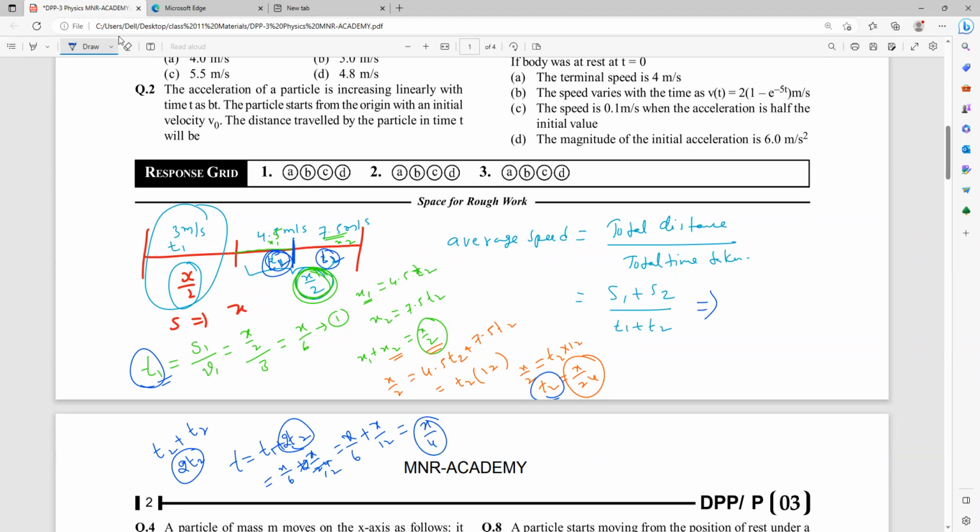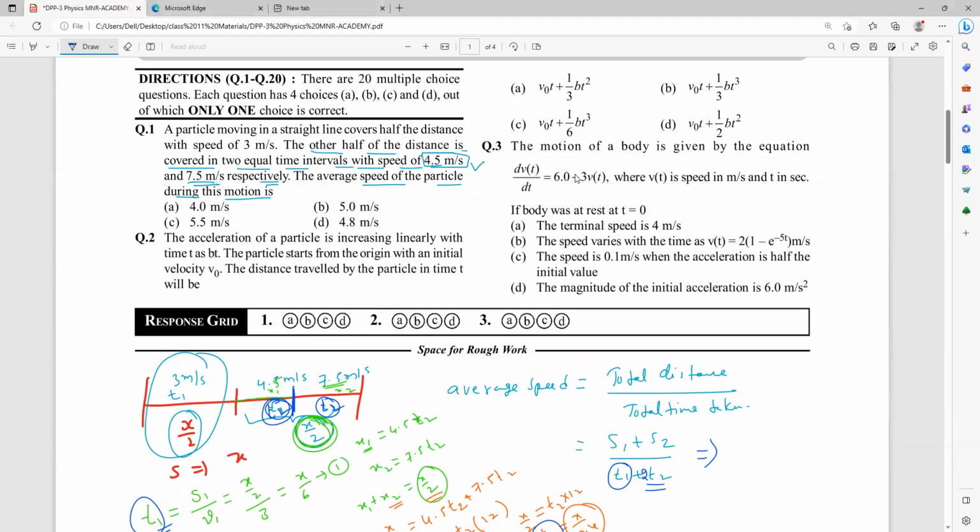So what is the total time interval? It is x by 4. So here, T1 plus total time interval. This is T1 and this is 2T2. Is it okay, guys? Next half distance he covered with what time interval? Check it here, everybody. Next half distance he covered with two equal intervals of time.